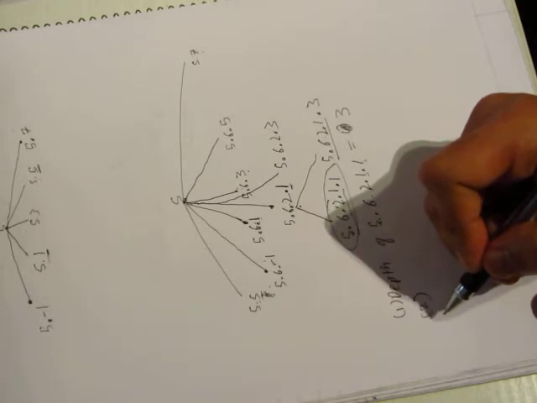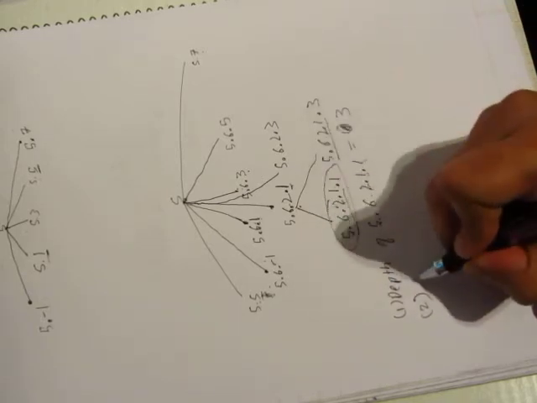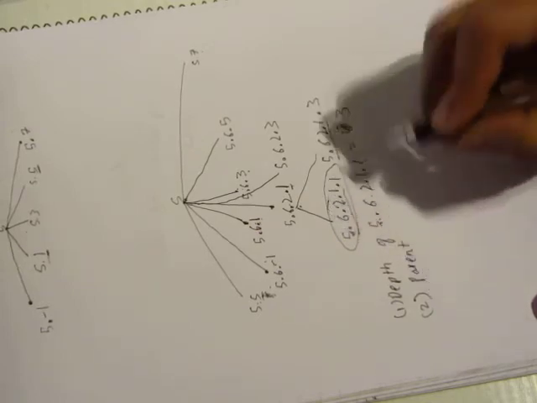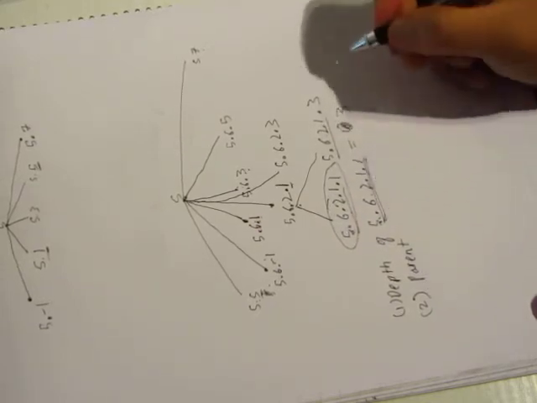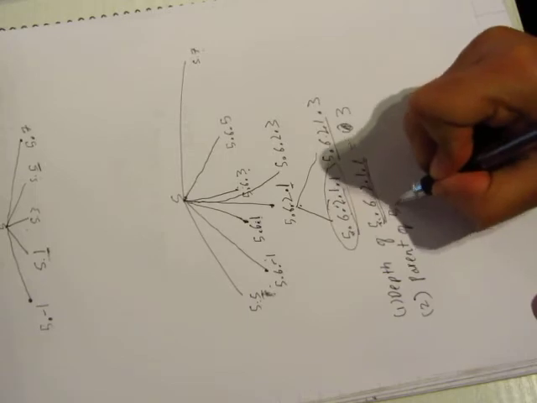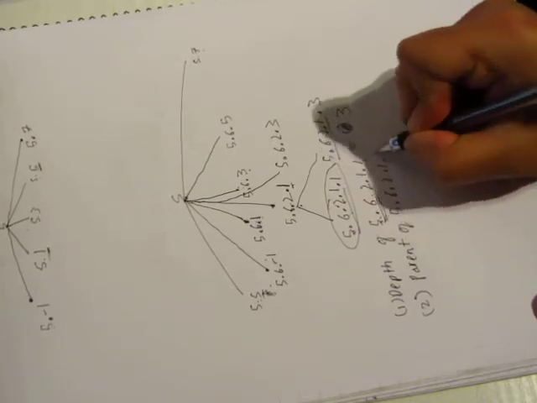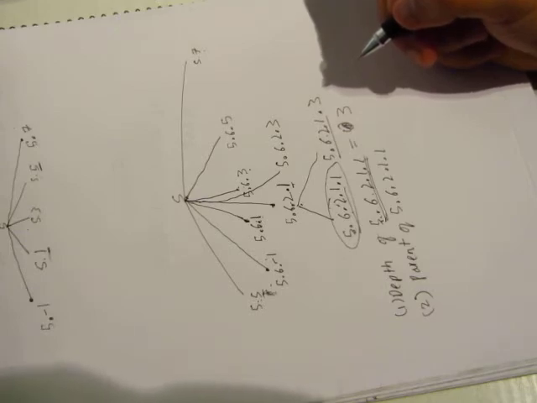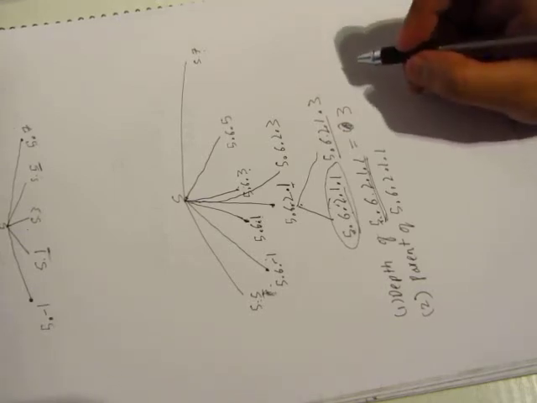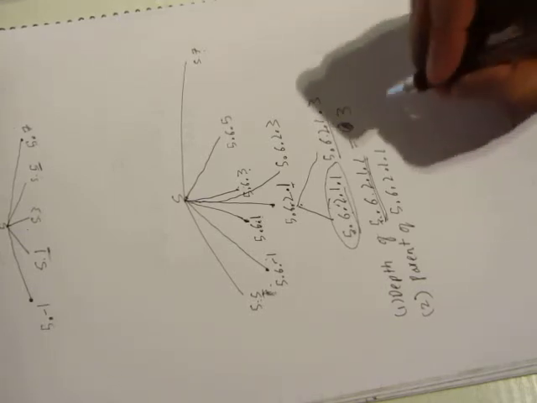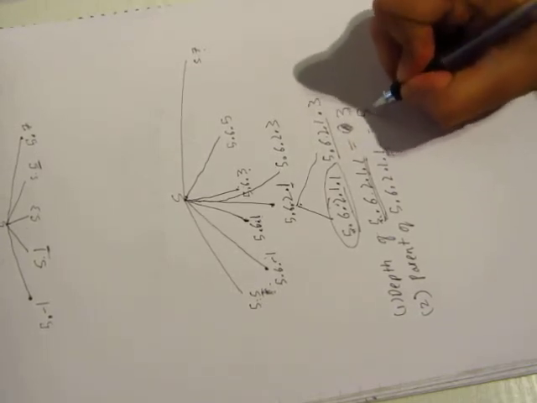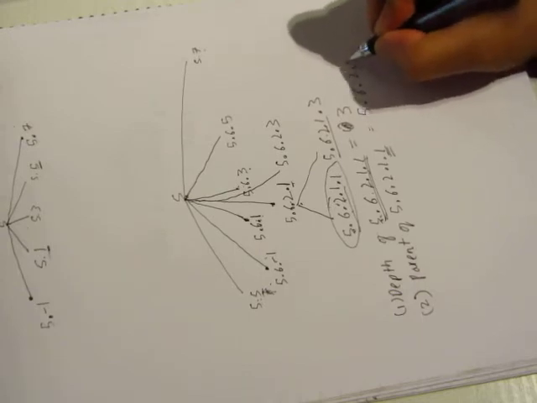Say we want to find the path of the parent. So what's the parent of this 5.6.2.1.1? To get the parent, what we do is we just remove the last odd number. So we remove this and we get the parent node as 5.6.2.1.